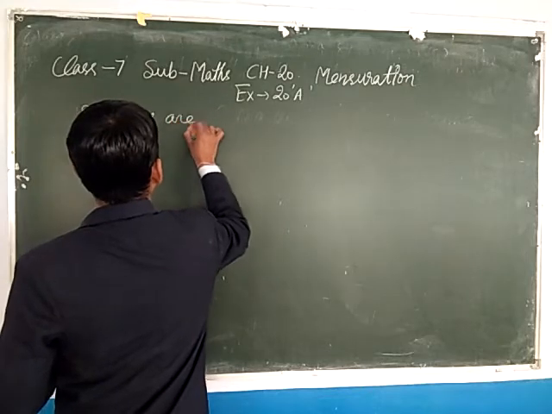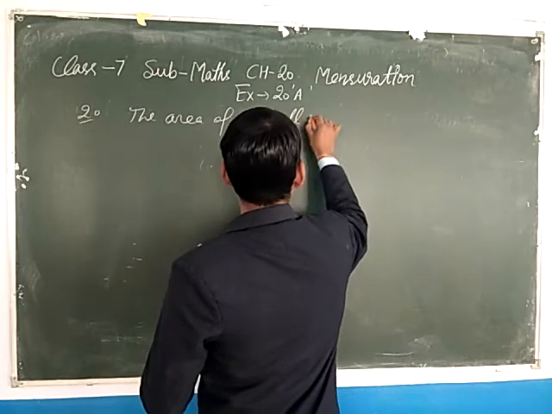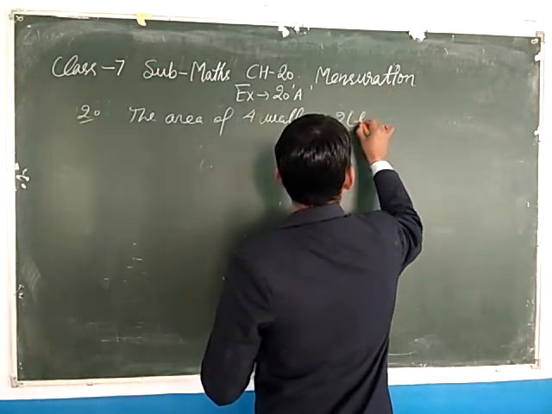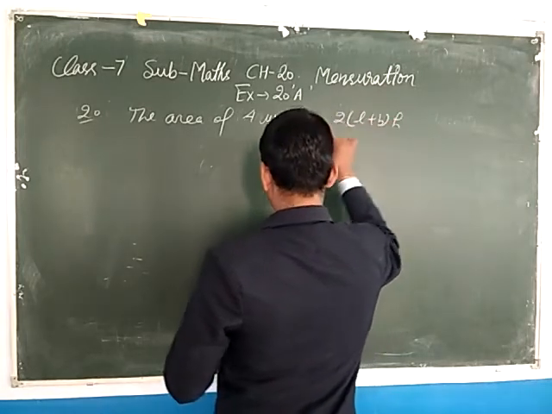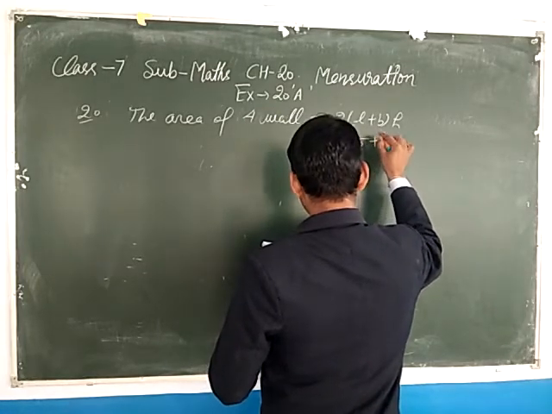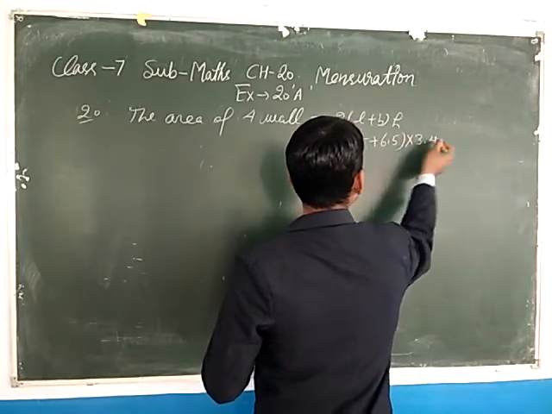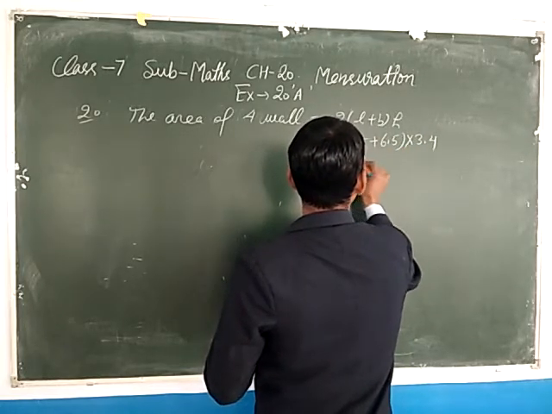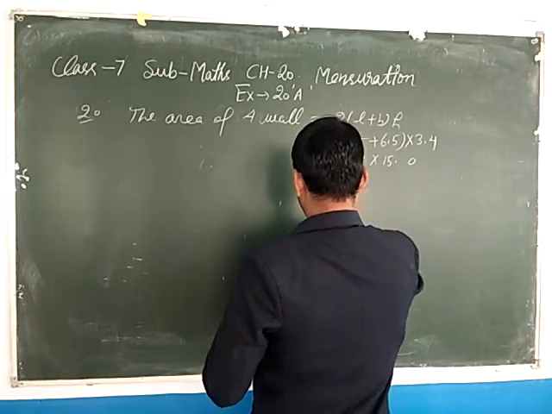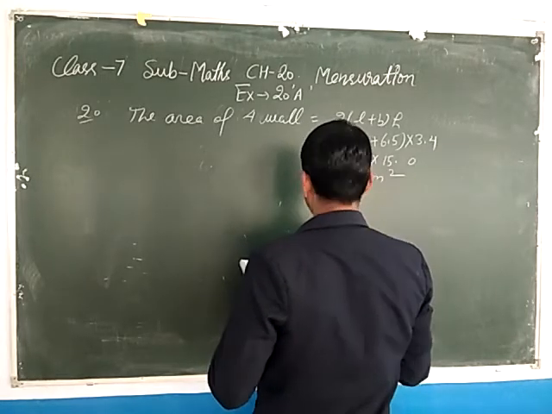The area of 4 walls, and you know very well, is 2 (L plus B) multiply height. Length is given 8.5 and breadth is given 6.5 and height is given 3.4. So 2 times 4 is 8 and 2 times 3 is 6. Then adding, 5 and 5 is 10, 8 and 6 is 14, and 1 makes 15. Then multiply, so 102.0 meter square.